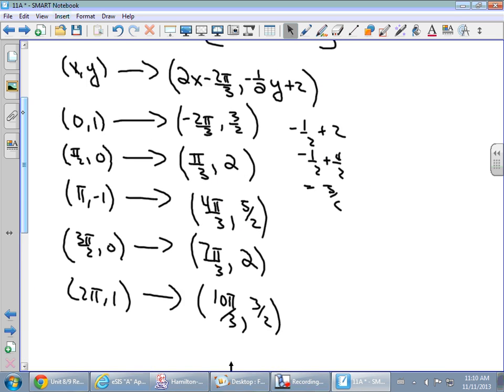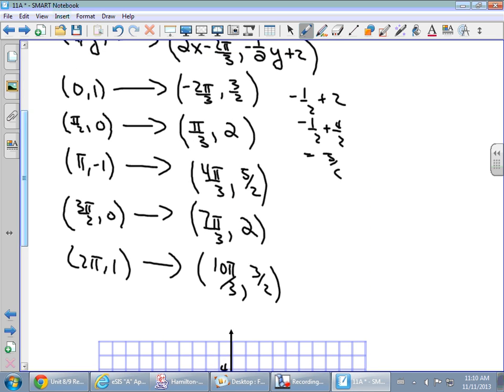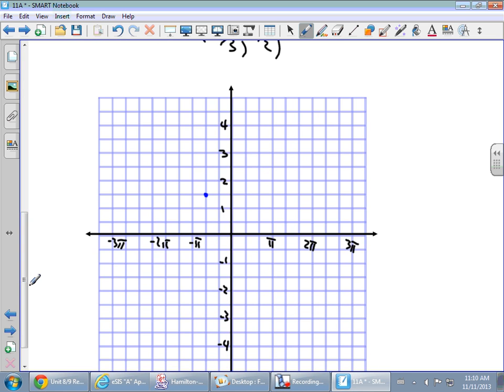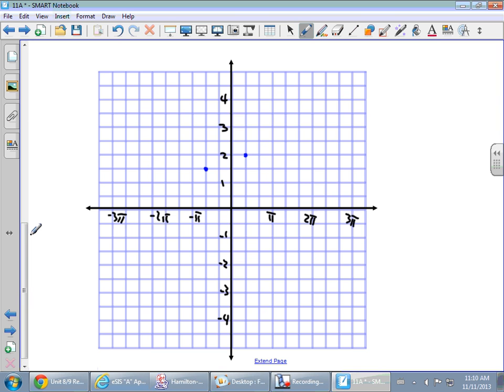Okay, so all these points will fit nicely on the graph, negative 2 pi over 3 and 3 over 2, which is 1.5. The next one is pi over 3 and 2. Next one is 4 pi over 3 and 2.5. So 4 pi over 3 and 2.5 is right there. So I have my low point, my middle point, my high point.